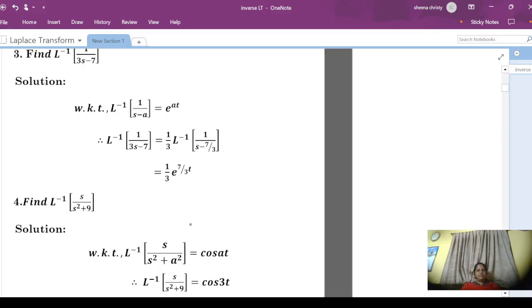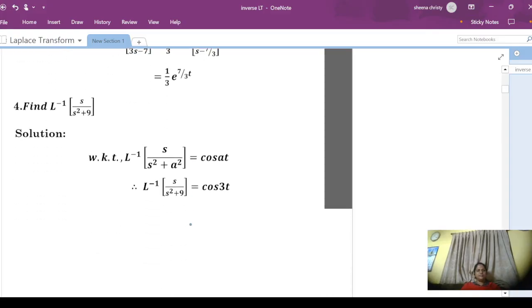Now, we'll move on to the next problem. Find L inverse of s by s square plus 9. It's a direct formula. We have the inverse Laplace transform of s by s square plus a square is cos at. Therefore, L inverse of s by s square plus 9 is cos 3t.